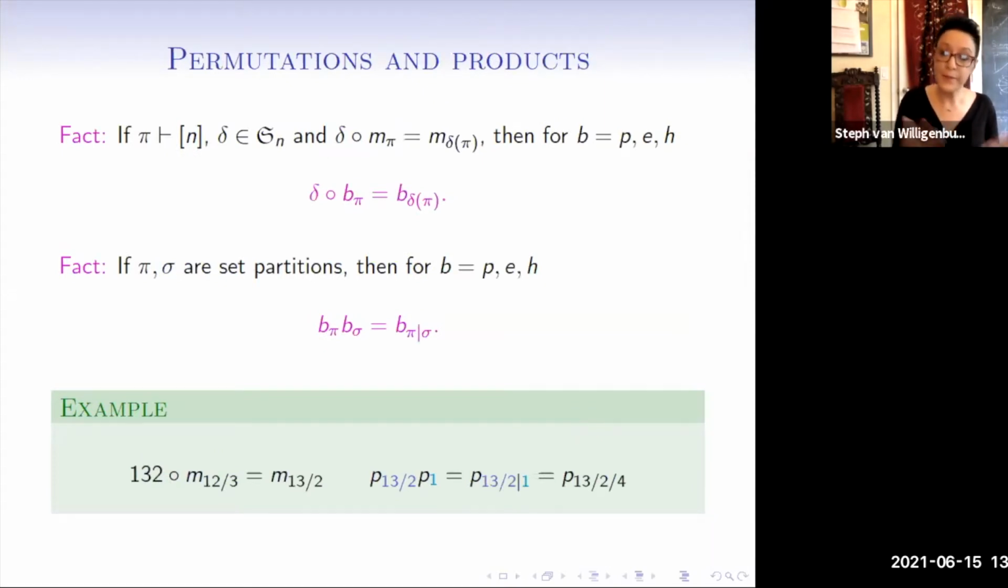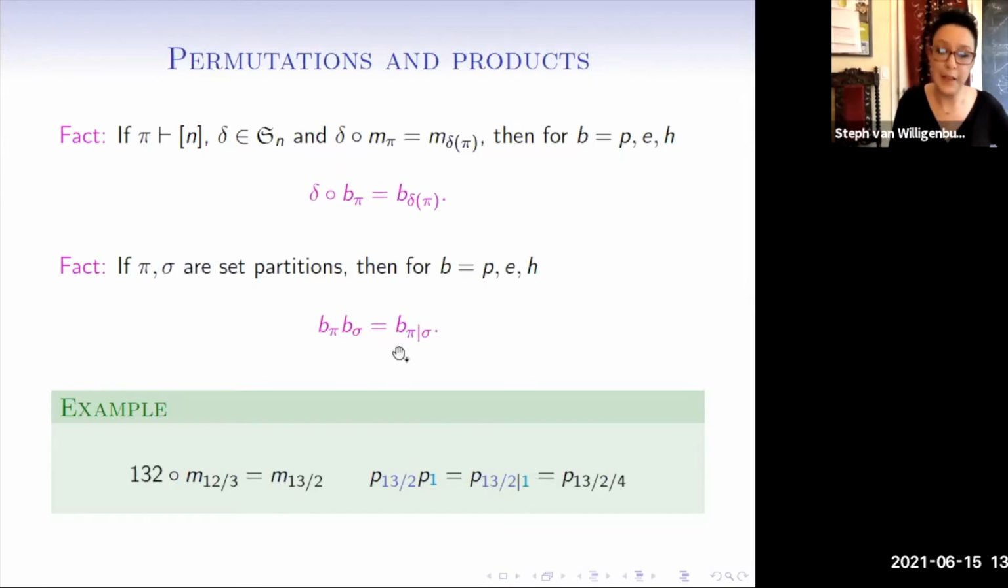Now, with this in mind, we're going to give you a couple of facts. So if we have some permutation and we have that delta of m_pi is equal to m_{delta of pi}, then for your bases being the power sums, the elementaries, or the homogeneous, you get that delta of b_pi is equal to b_{delta of pi}. And if you have 2 set partitions, then for your bases being the power sums, the elementaries, or the homogeneous, you get that b_pi times b_sigma is equal to b_{pi slash sigma}.